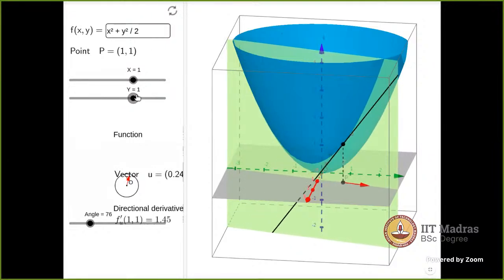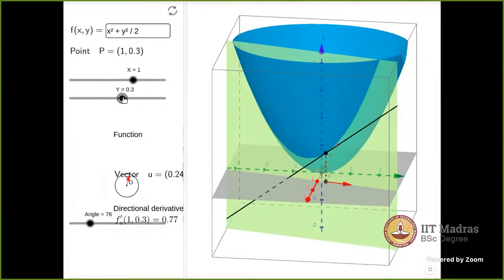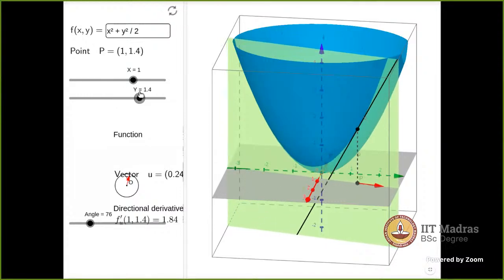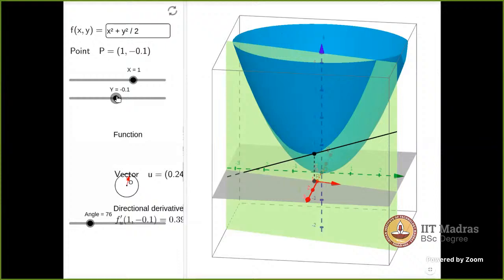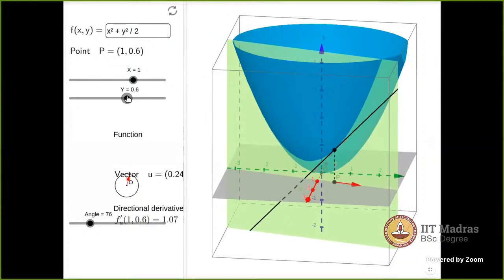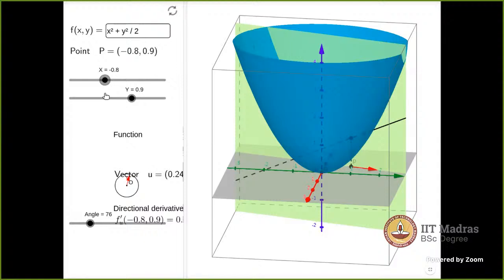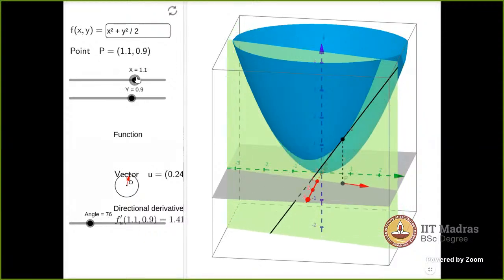If we move the point along this curve, the direction of the vector remains fixed. I am not changing my vector u now. Still, the rate of change will depend on this point, right? So the directional derivative will change. Is it clear? I can also change the x coordinate, so it will go to that side of the function.